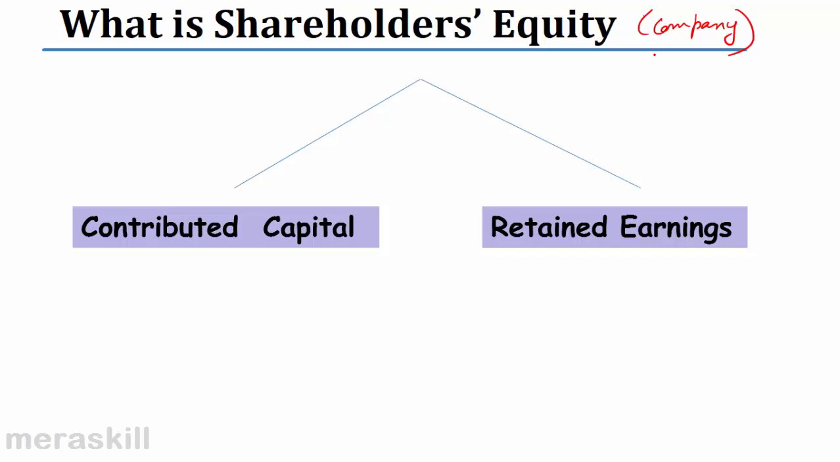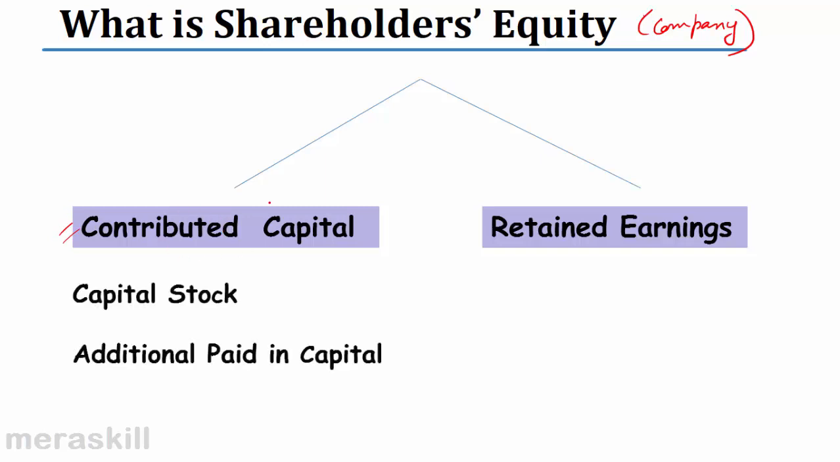Let us understand them. What is contributed capital? As the name suggests, contributed capital is the capital which is contributed by the owners, right? So that is contributed capital. But again, it consists of two things: capital stock and additional paid in capital. What is this, students? If you take a company's capital, let us assume it consists of just $1 million. We are taking smaller figures for ease.